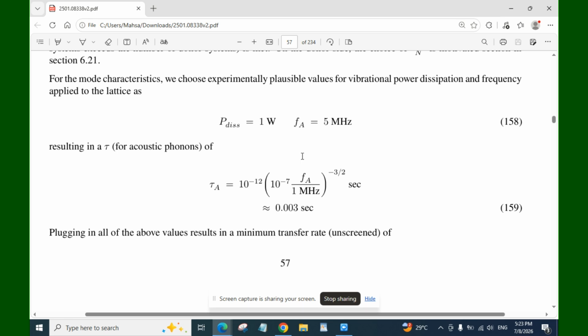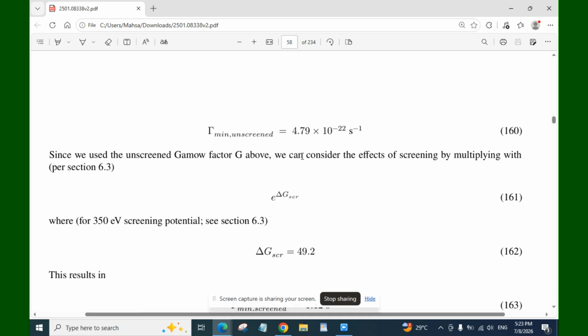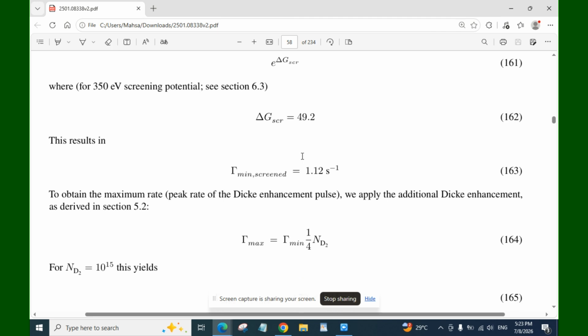Plugging in all of the above values results in a minimum transfer rate on screen, tau minimum screen, equal to 4.79 multiplied by 10 to the power of minus 22 per second. Since we use the screened gamma factor G above, we can consider the effects of scaling by multiplying with, per section 6.3, e to the power of delta G screen, where for 350 electron volt screening potential, delta G screen is equal to 49.2. This results in tau minimum scaled equal to 1.21 per second.